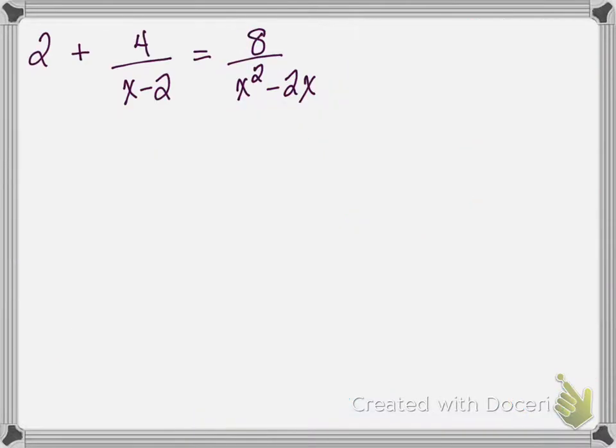Okay. So here we go. We've got 2 plus 4 over x minus 2 equals 8 over x squared minus 2x. Okay? One of the things that I want to do is I want to put that 2 over 1. Then I'm going to factor anything that needs factoring. Now that x minus 2 does not need factoring, but does x squared minus 2x need factoring? What do I need to pull out of that? X.